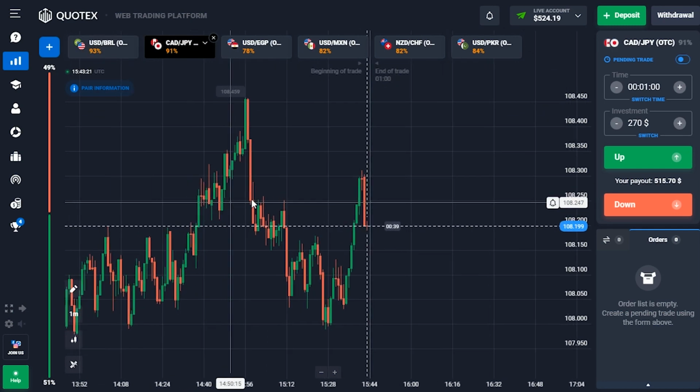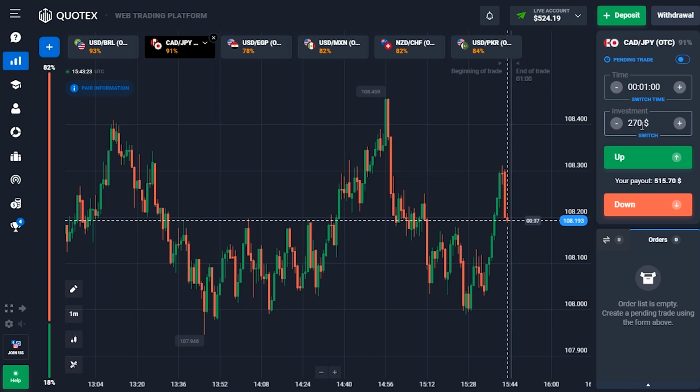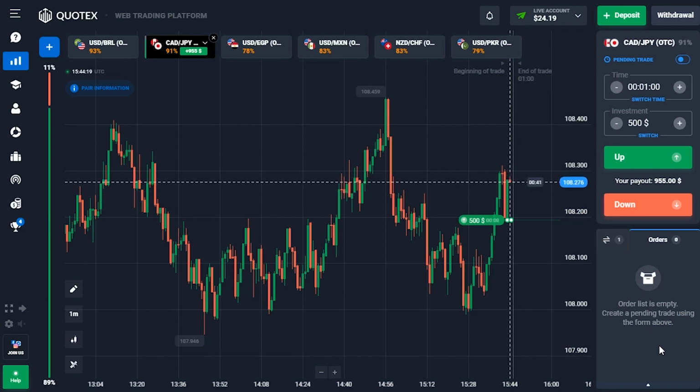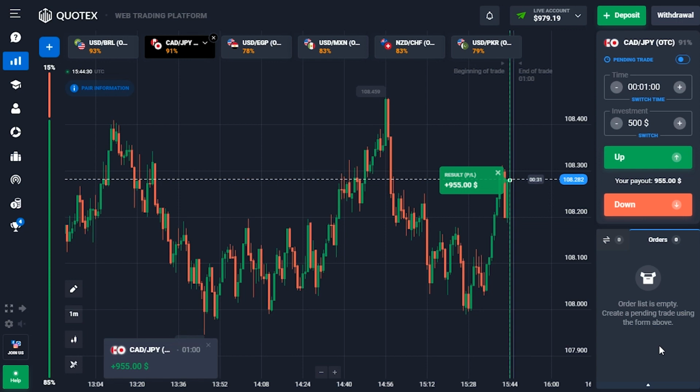Here I see that the price has started to move down, but it's also at one of the key levels. So my trade will be here. Super. As you can see, 1 minute is enough to make a profit.